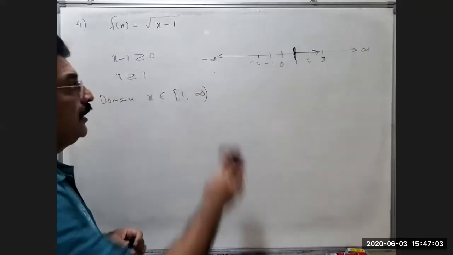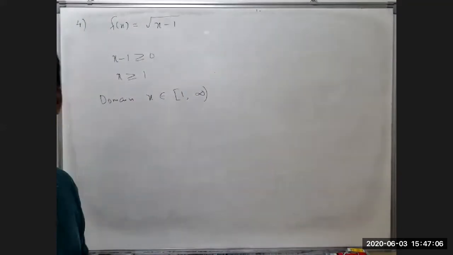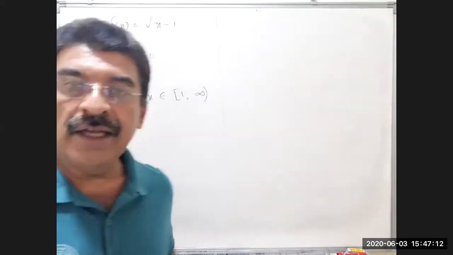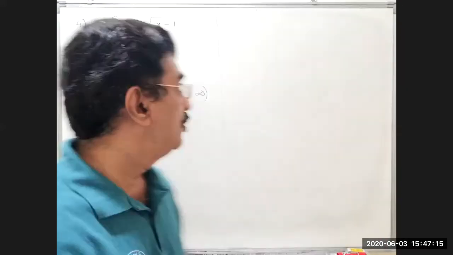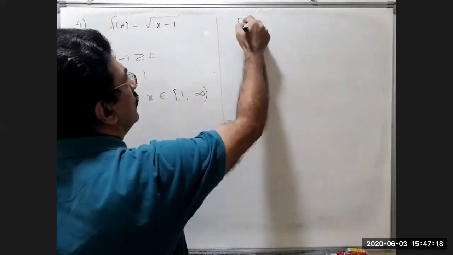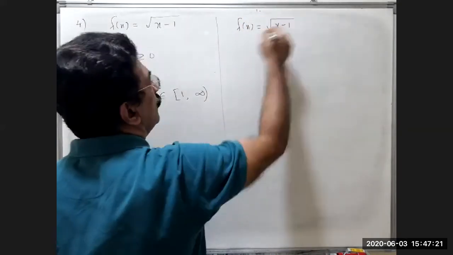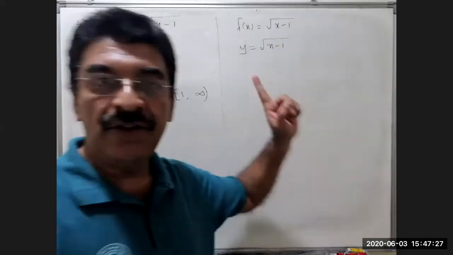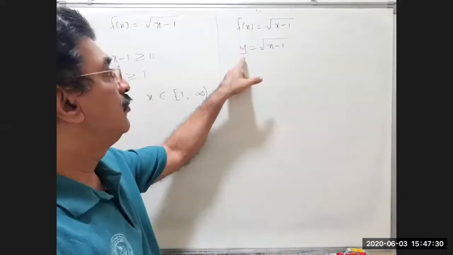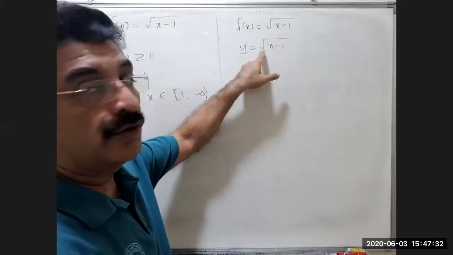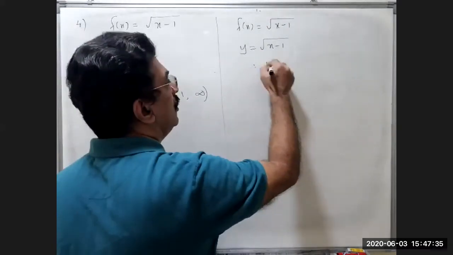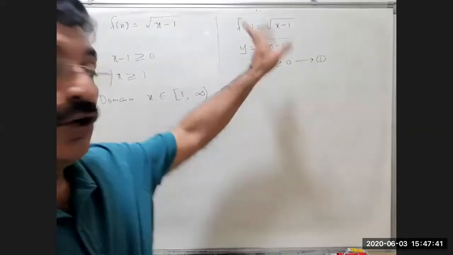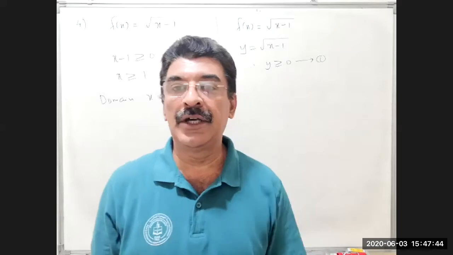Now, coming to the range. Range means y values. Again, to find the range, there is no fixed rule. But here, f of x is equal to root of x minus 1, that is, y is equal to root of x minus 1. Range means y values. Seeing this itself, we can read it out. Y is a positive root, that is, a positive square root. Therefore, y is greater than or equal to 0. This is one of the conditions.